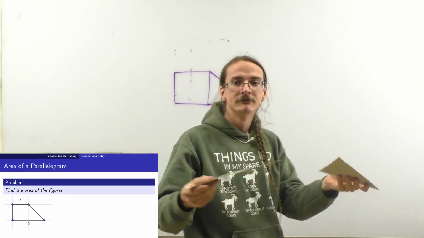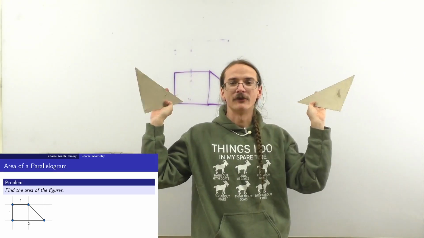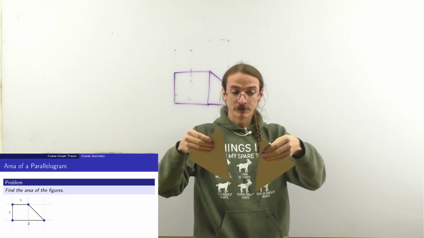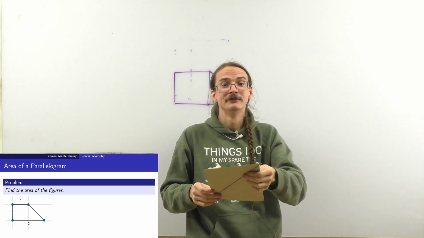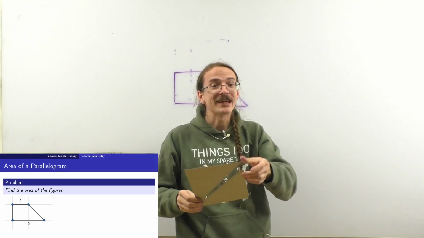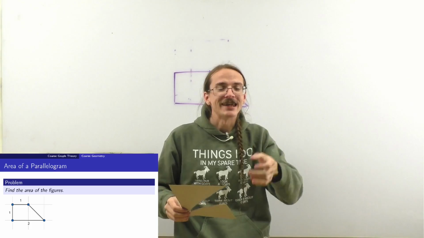There we go. What do these have for area? Well, they're both half of a 1 by 1 square, right? What do you think we should call their area? Can I get a half again? A little louder? Yeah, half.